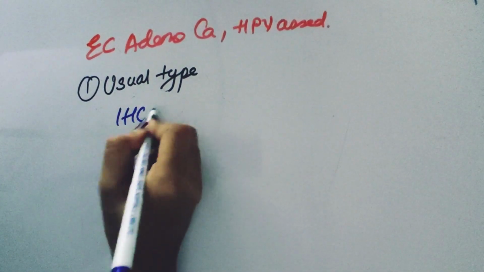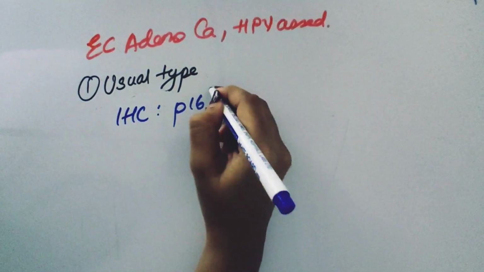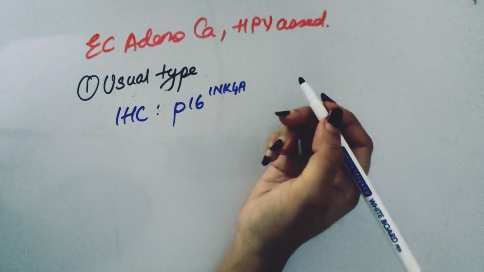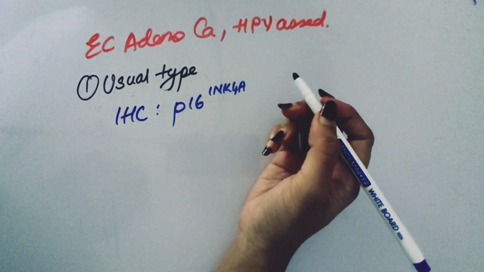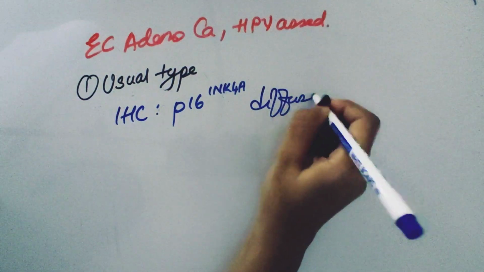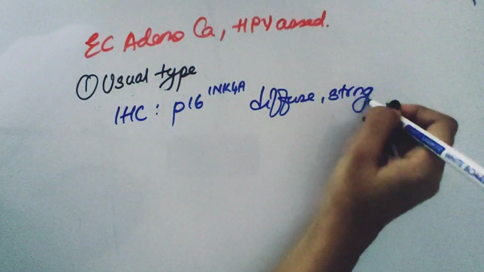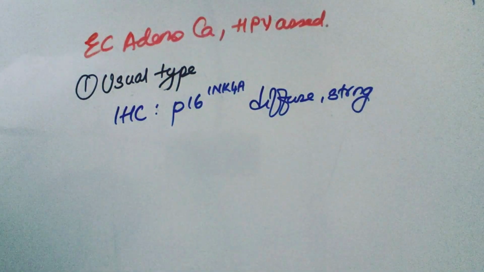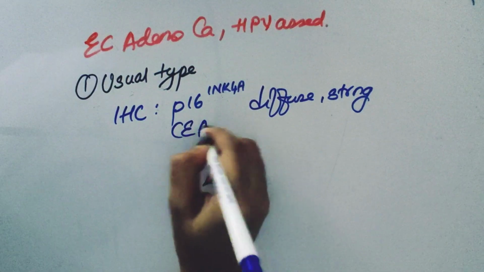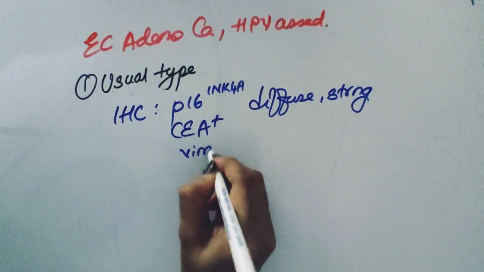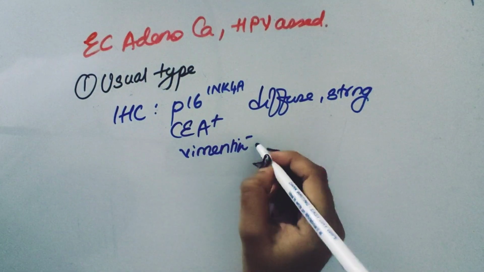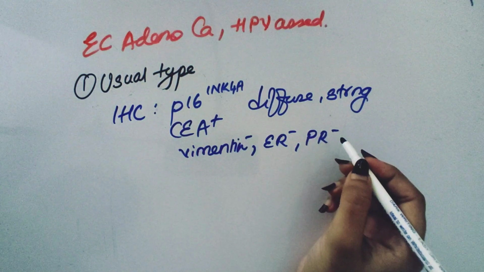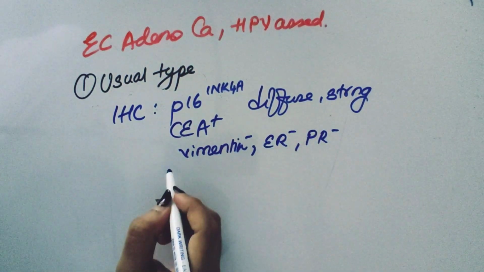Now coming to its IHC. As I said, for all HPV associated, we will be doing p16 INK4A. As a revision, it is nucleocytoplasmic expression and you get diffuse nuclear block positivity. So it is diffuse and strong. Because you have to differentiate it from endometrial carcinoma in that way. And then CEA is positive. And it is negative for vimentin, as I said, to differentiate it from endometrial carcinoma, and it is ER negative, PR negative, which are positive in endometrial carcinoma.